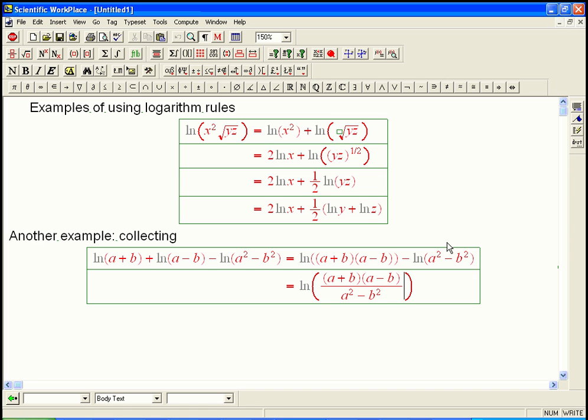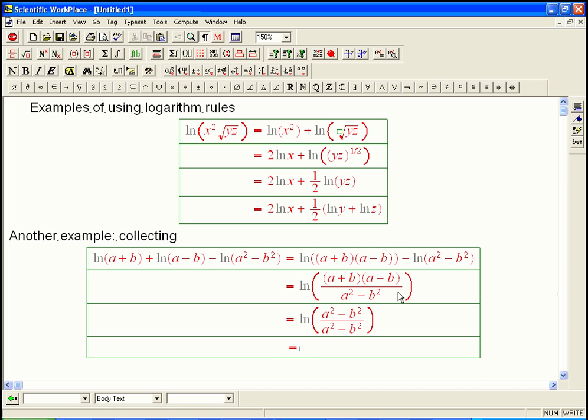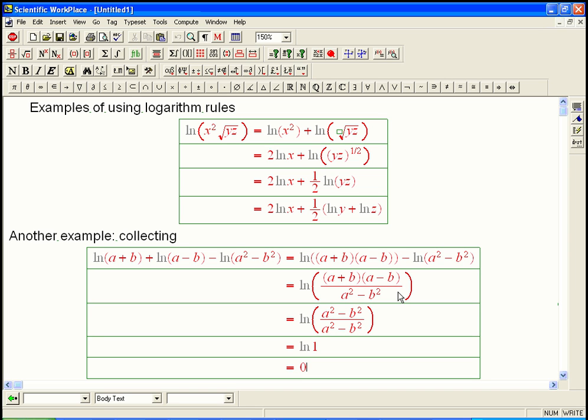So the difference of logs turns into the log of a quotient, sorry. Well, hey, guess what that is? That's a squared minus b squared over a squared minus b squared. That's just 1. And the log of 1 is equal to 0.